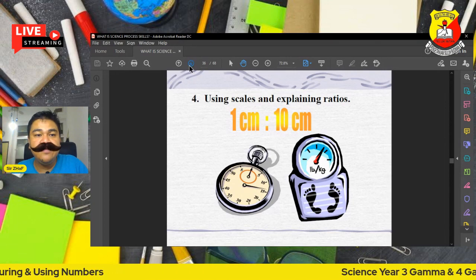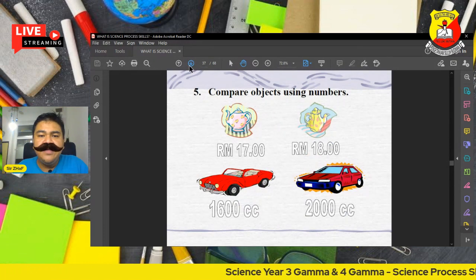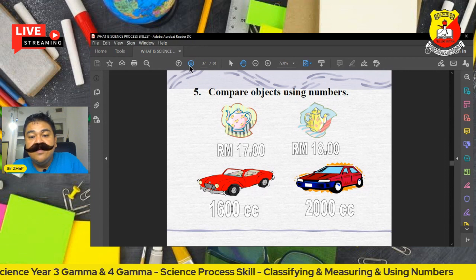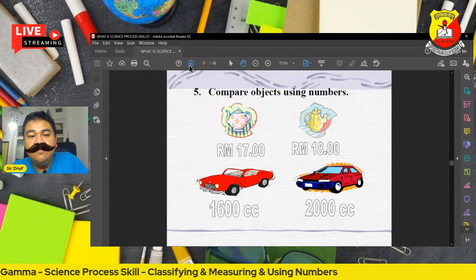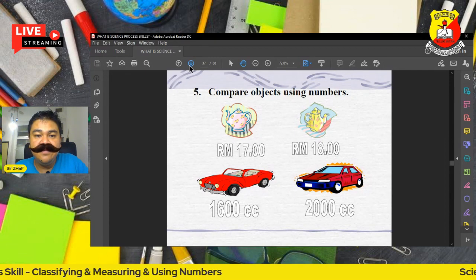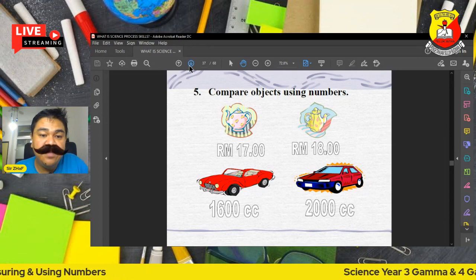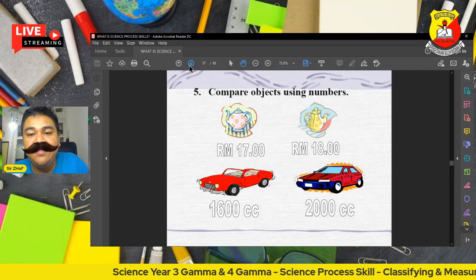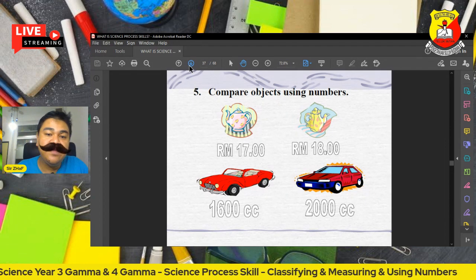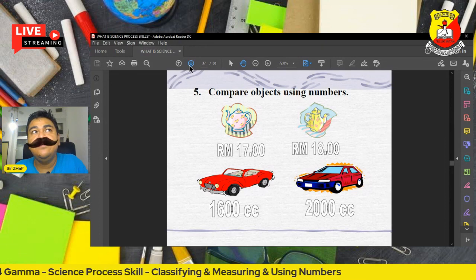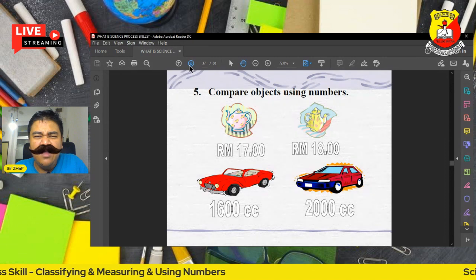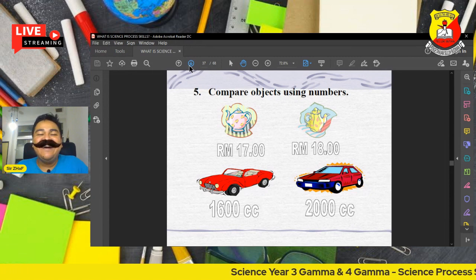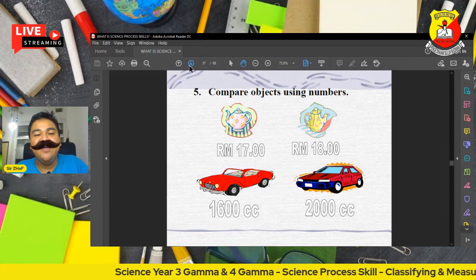Okay, next, you are comparing objects using numbers. You have a set of objects and you are comparing the numbers first by their prices, harga dia. The first teapot is 17 ringgit, and the second teapot is 18 ringgit. So I am comparing which one is the cheapest, and which one is the, what is mahal, I forgot. I don't even remember mahal in English. Expensive. Okay, expensive. Sorry for my bad English.